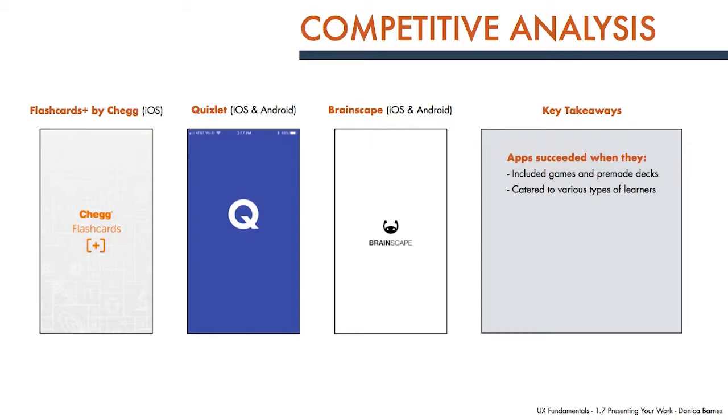Apps also succeeded when they catered to various different types of learners, meaning visual learners, auditory learners, and tactile learners. And Quizlet had a lot of options for that. It had a voice feature for those that study in an auditory fashion, lots of pictures for visual learners, and a game where you could type in your answers, so that catered to tactile learners.